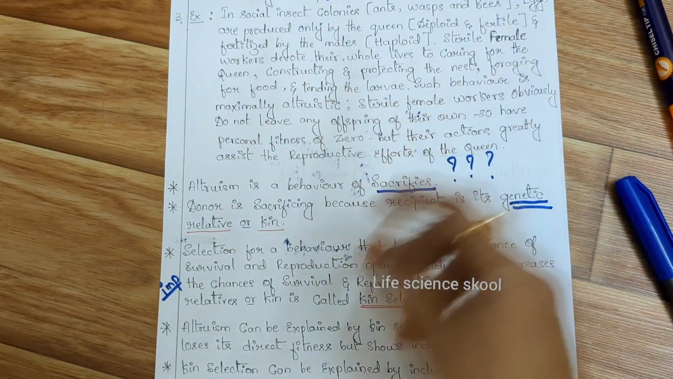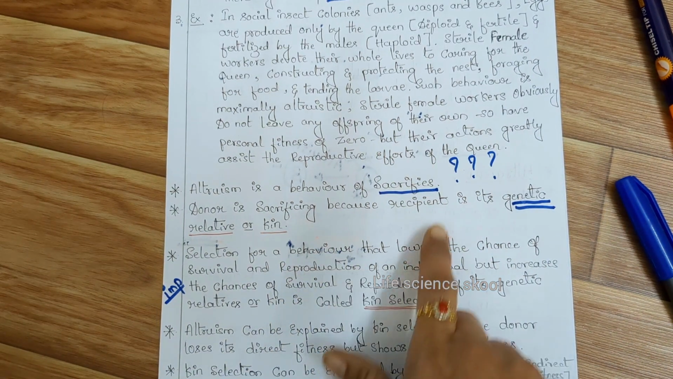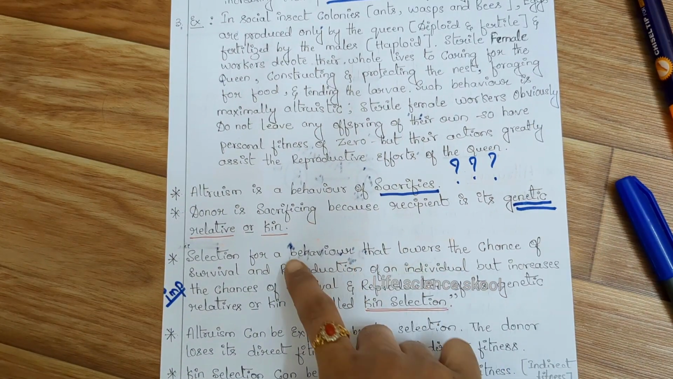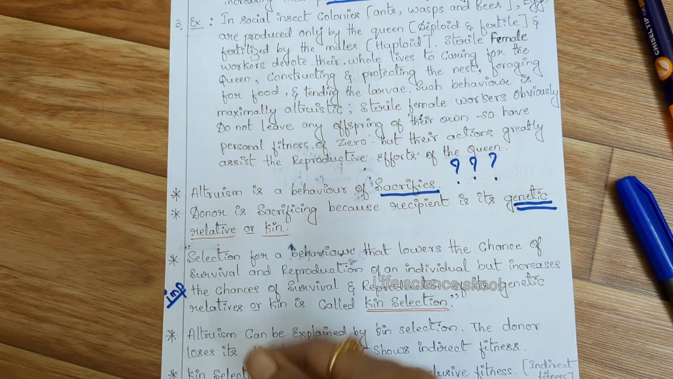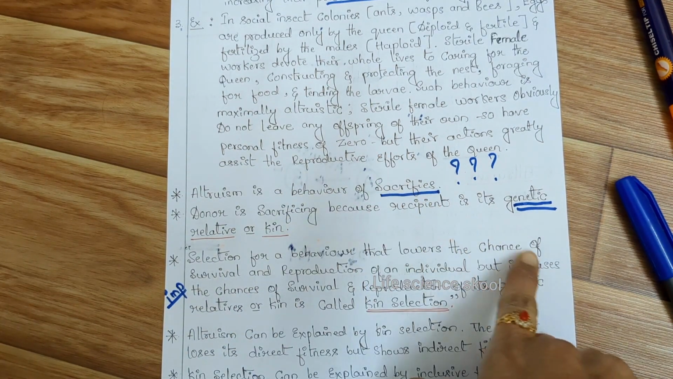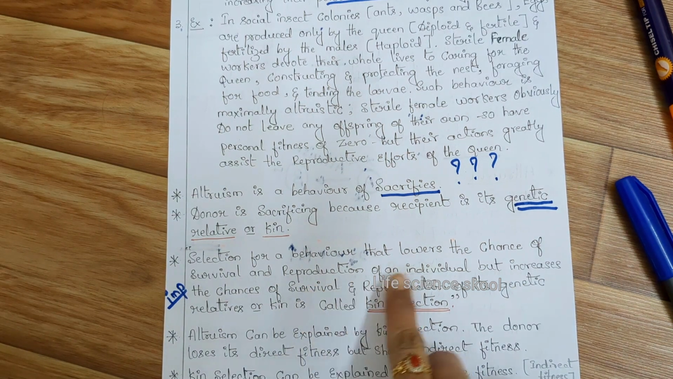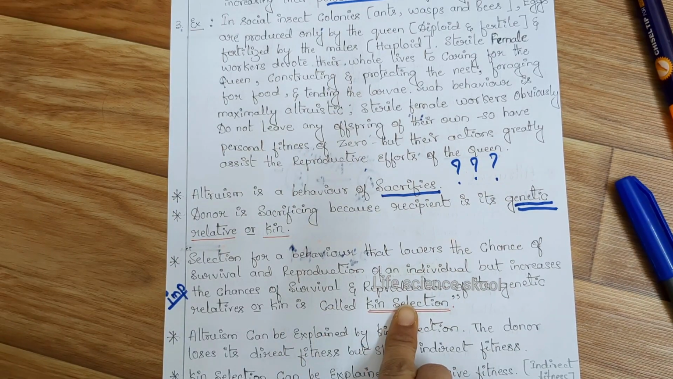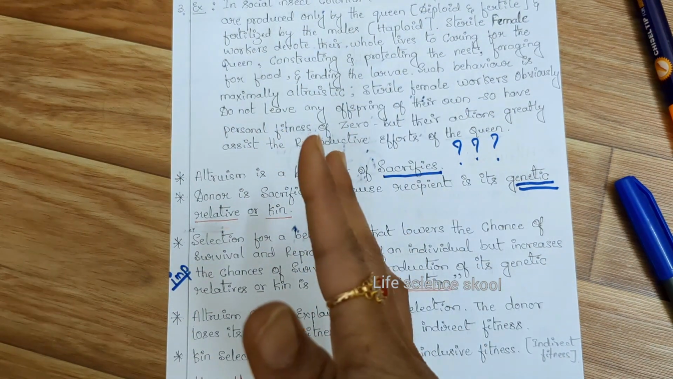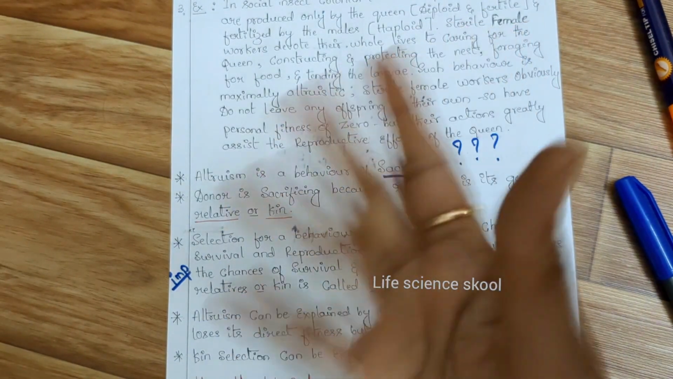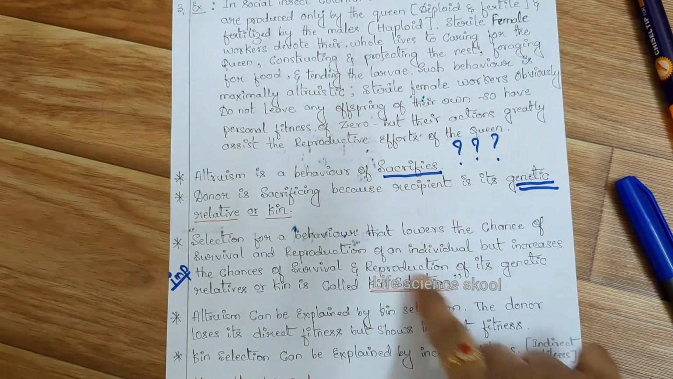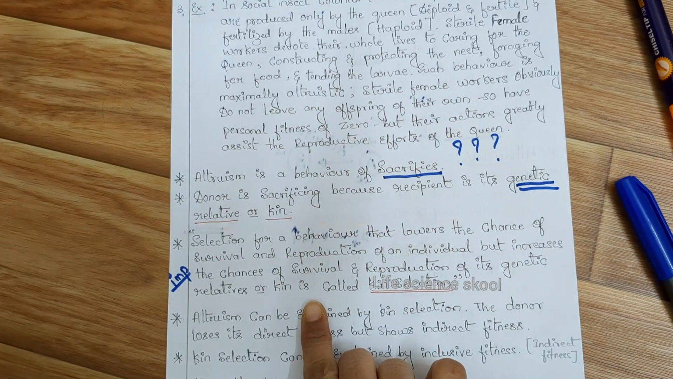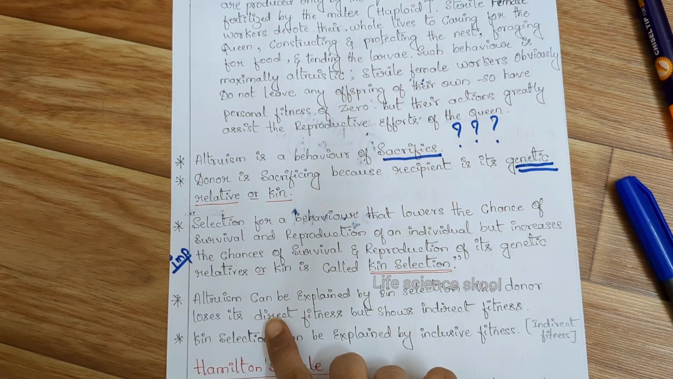So here, selection for a behavior that lowers the chances of survival and reproduction of an individual, the person doing the altruistic behavior, but increases the chances of survival and reproduction of its genetic relatives or kin. That is called kin selection. Nobody will help something straight away like that, simply. So in kin selection, you are selecting whom to sacrifice for, whom to show this altruistic behavior.